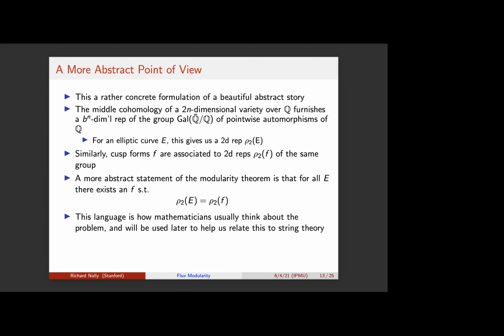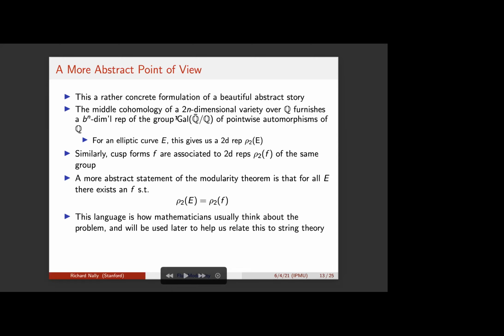So the middle cohomology of a 2n dimensional variety over Q furnishes a b_n dimensional representation of the Galois group of Q bar over Q, which is the group of automorphisms of Q bar, the algebraic closure of Q, that preserve Q inside Q bar pointwise. So that's a bit of a mouthful, and it turns out the precise details of this group aren't super important to us. What is important is that you get a b_n dimensional representation of this group.